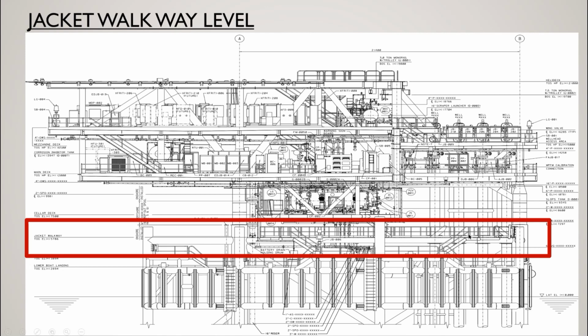So you can see this jacket walkway, and this is the level, and this level is again connected through the staircase to the lower and upper boat landing. This level is easily accessible, and it is connected with the cellar deck. The components in each level and each deck I will discuss in the 3D model.